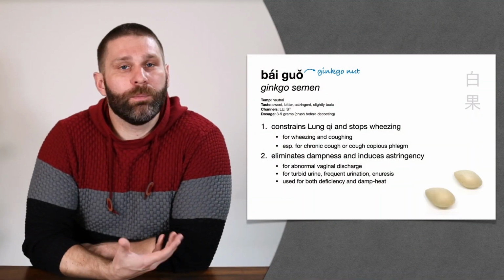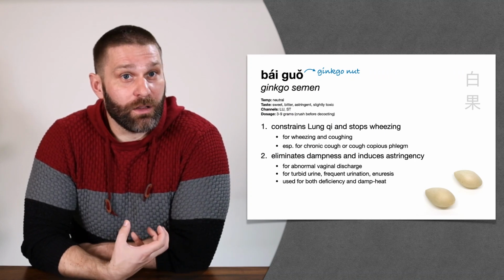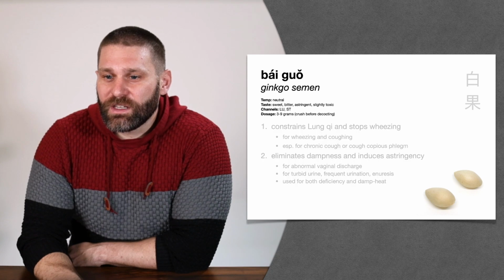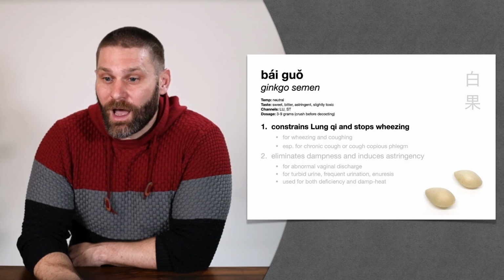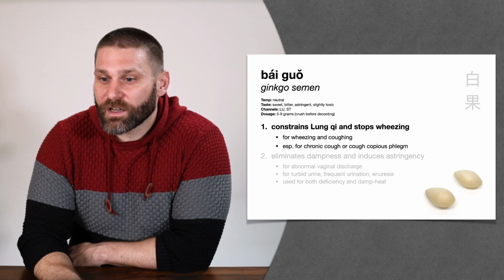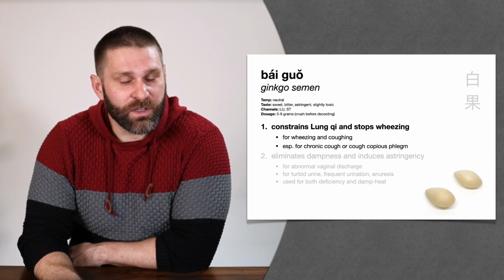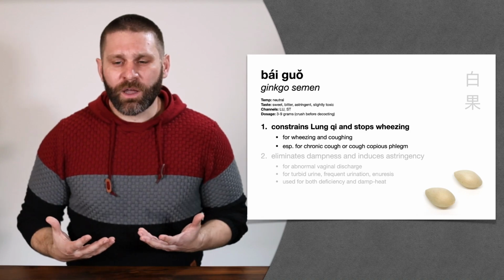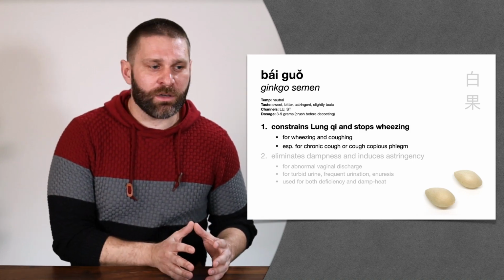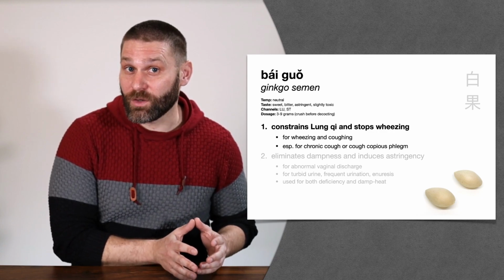And here we're using it basically to astringe the lung and stop coughing and wheezing. So bai guo, ginkgo semen, constrains lung qi and stops wheezing, for wheezing and coughs, and especially for chronic cough or cough with copious phlegm. So it turns out bai guo, some books will actually put this in the category we already learned, herbs that stop coughing and wheezing.